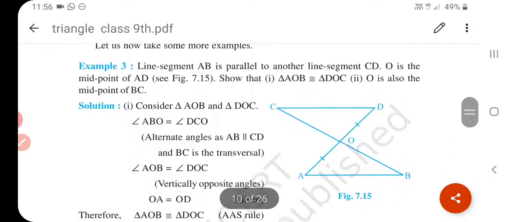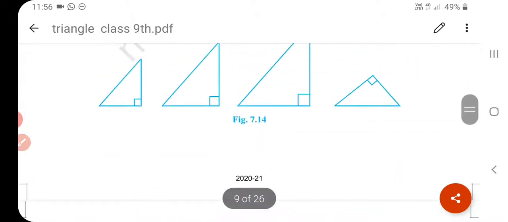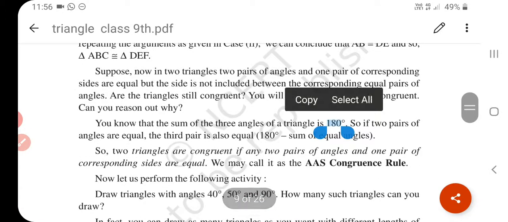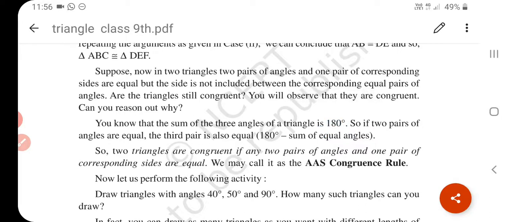Now see the third example. You can do all these examples. Okay, and always remember, two triangles are congruent if any two pairs of angles and one pair of corresponding sides are equal. We may call it the AAS congruence rule. Okay, understand? Here we can say angle-angle-side.